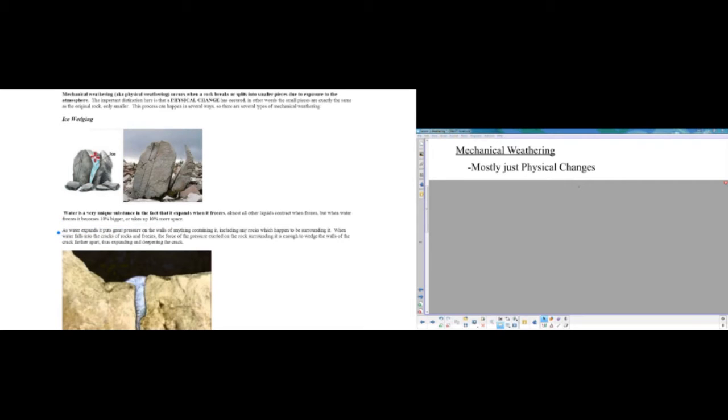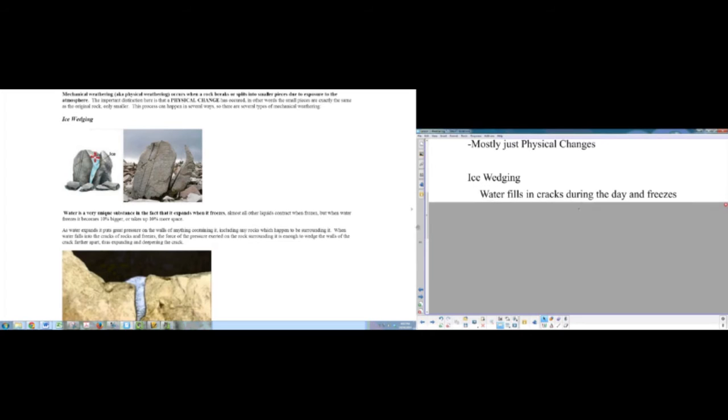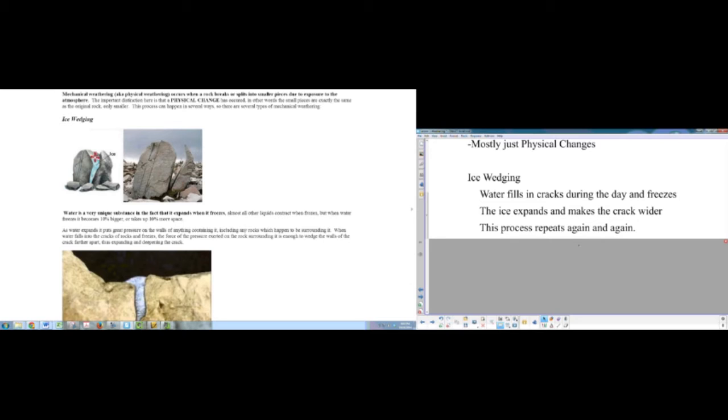As water expands, it puts great pressure on the walls of anything containing it, including any rocks that happen to be surrounding it. When the water falls into the cracks of the rocks and freezes, the force of the pressure exerted on the rocks surrounding it is enough to wedge the walls of the crack further apart, thus expanding and deepening the crack. Okay. In short, ice wedging: water fills the cracks during the day. That night it freezes. The ice expands to make the crack wider, and this process repeats again and again.